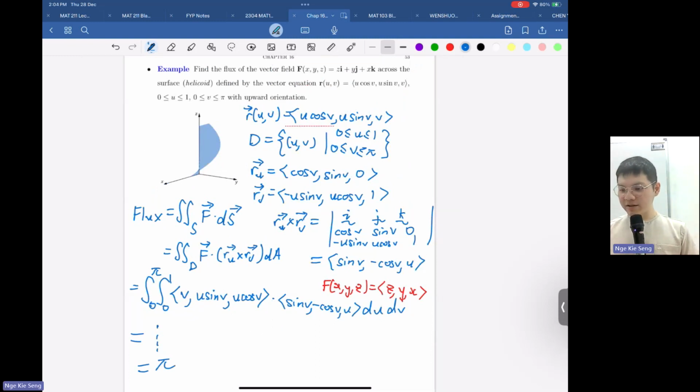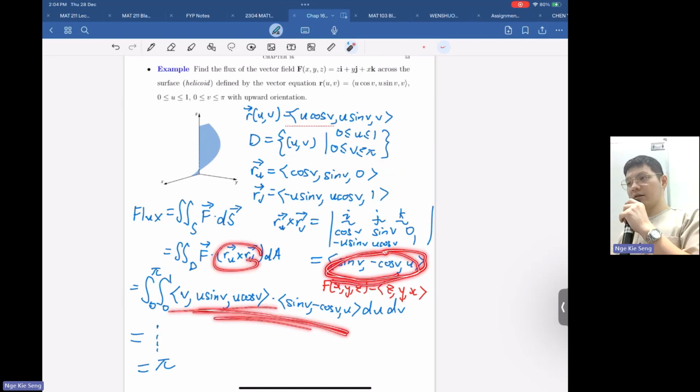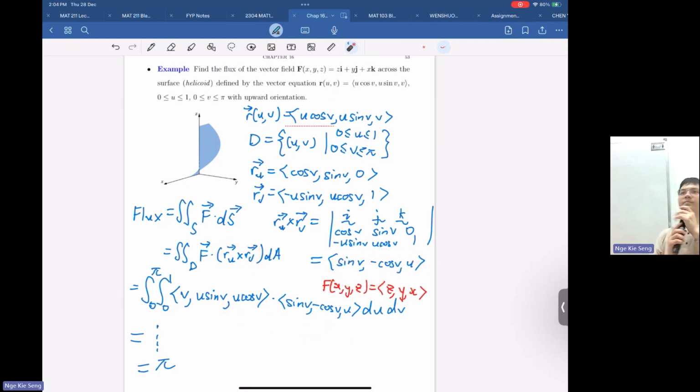So the new thing about this chapter is you need to know how to parameterize a surface. You need to know how to parameterize the surface, and then you need to know how to fix your D, your domain for your surface, and then use the cross product normal vector to find your integral. Okay, so this is the thing you need to do for finding flux. Any question or not?